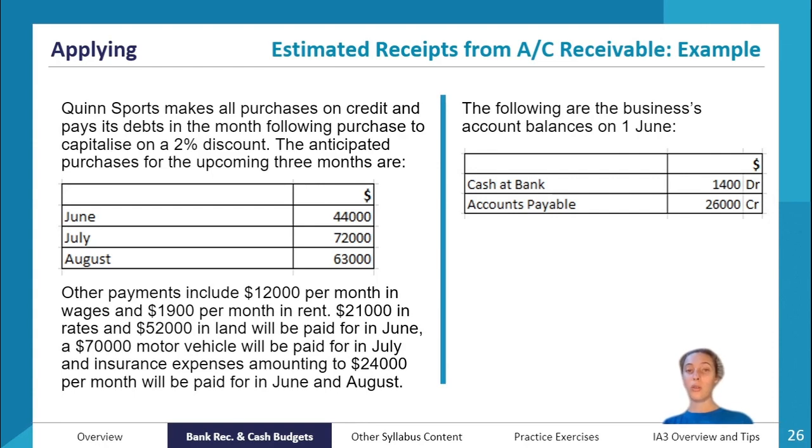So make sure that you really take note of all of the little nuances in the language. So you're going to be told specific months, or you're going to be told per month. You really need to take note of all of those things so you make sure that, for example, you don't just include the wages in 1 month and then forget them in other months, for example. And then we've also got our account balances for cash at bank and accounts payable on the 1st of June.